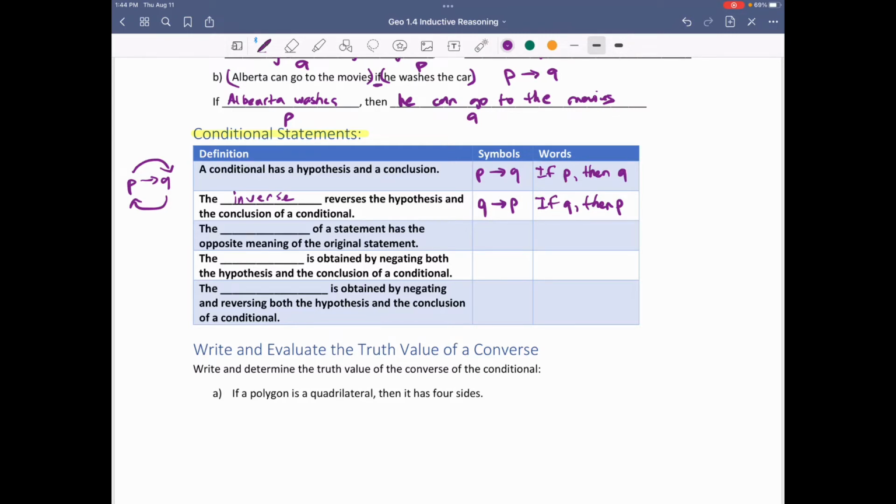And now the third definition, which is the negation. The negation of a statement has the opposite meaning of the original statement. And we can put the symbol for this as a squiggly line or a sideways S. And we read this as not P. And we could also do not Q.